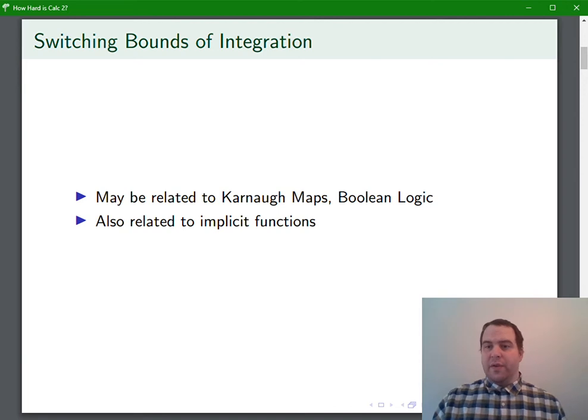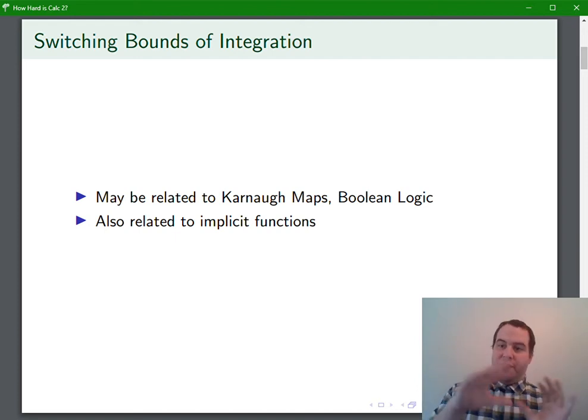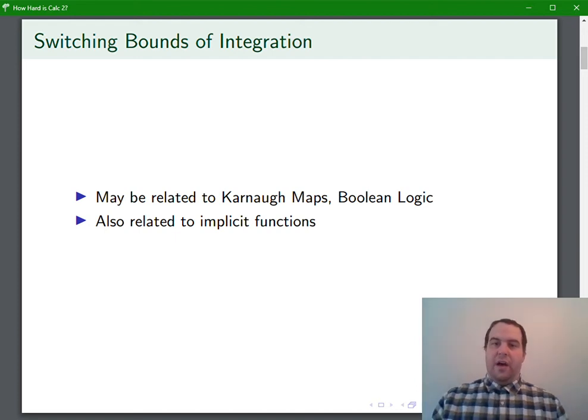And then there's also the relationship to implicit functions, right? If you have some sort of equation that defines a function, can we write it as a function of the other variables? Can we write one variable as a function of the other variables? And can we change up which variables we're writing as functions of which other variables? And those sorts of questions. So it's actually kind of tricky. I wasn't able to find anything particularly exciting in terms of switching bounds of integration.